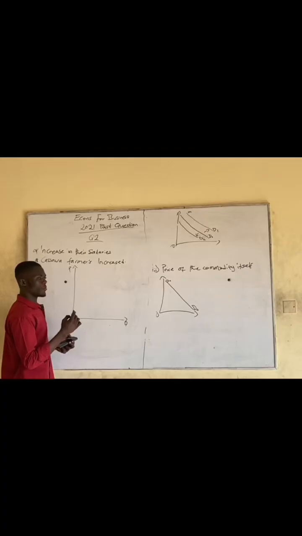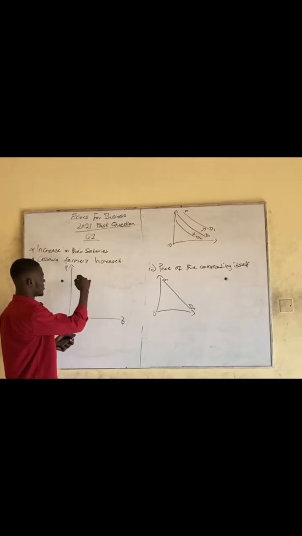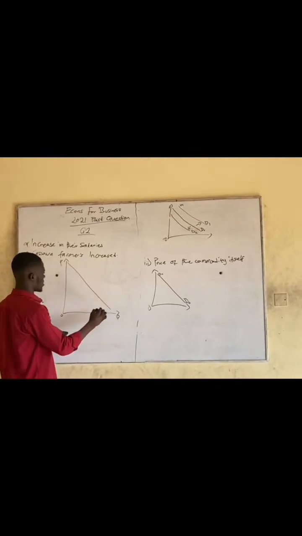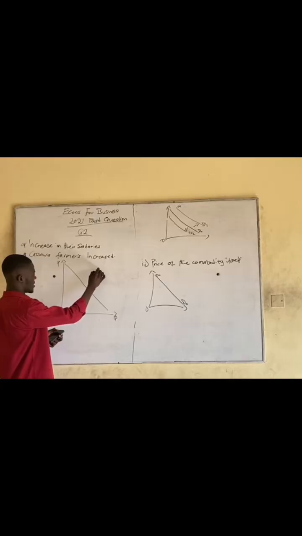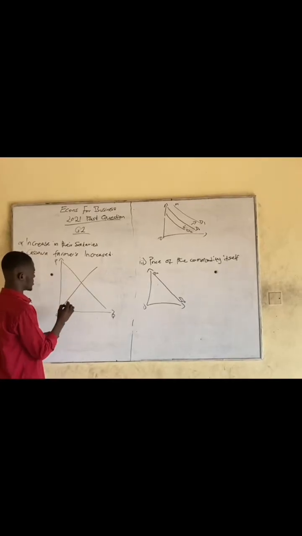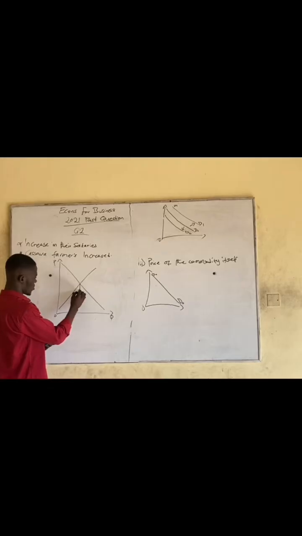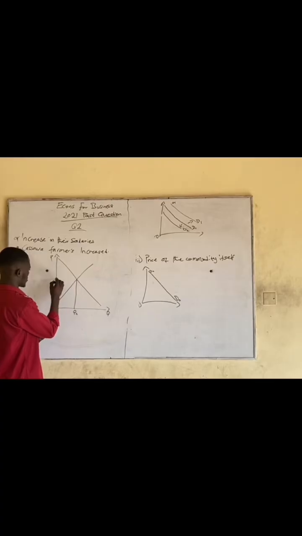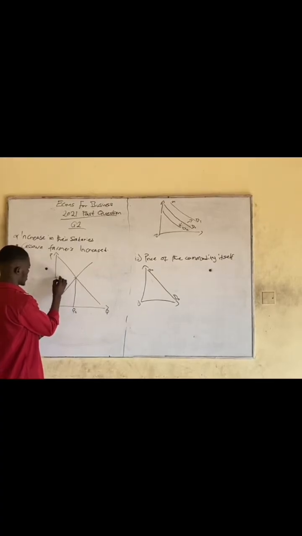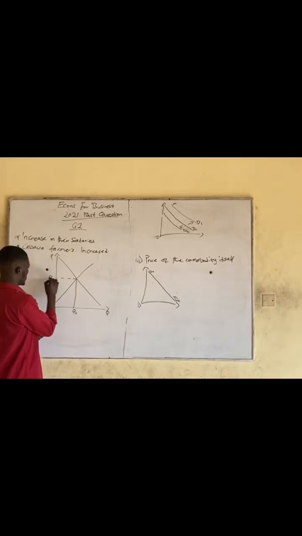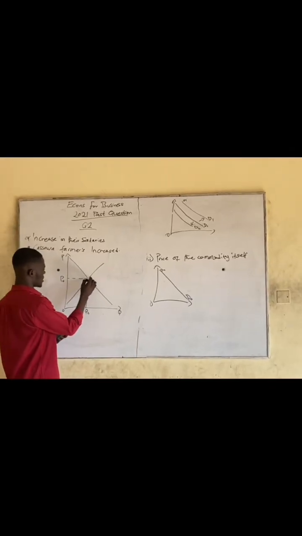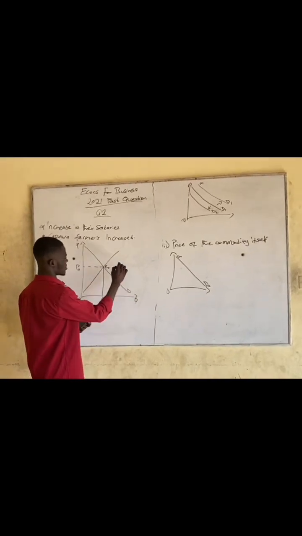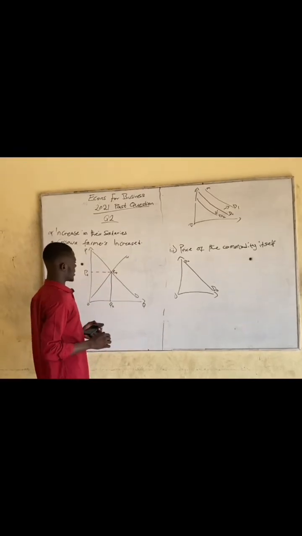Okay, so it says that we should check the equilibrium price and quantity. So here, this is our demand curve, and then our supply curve too is here. So Q0 like this, P0 here too. So this is the equilibrium. Okay, demand and then supply like this.